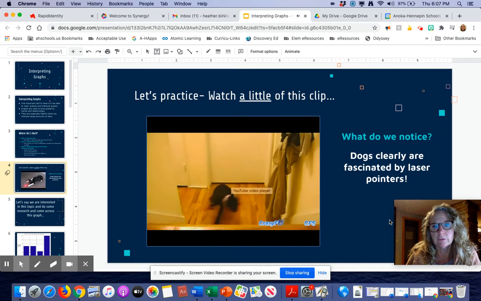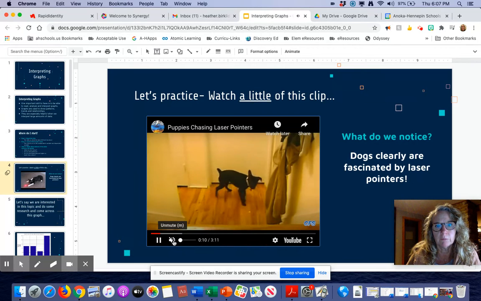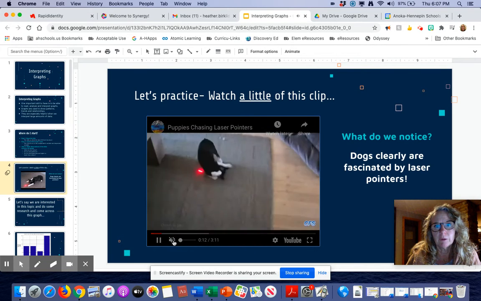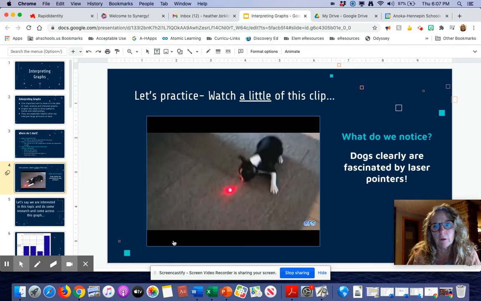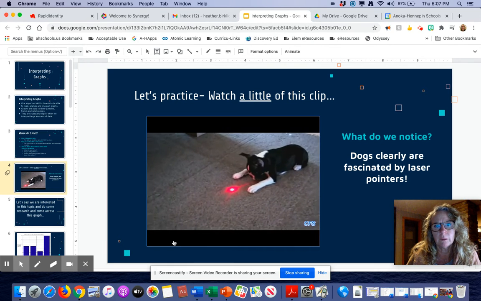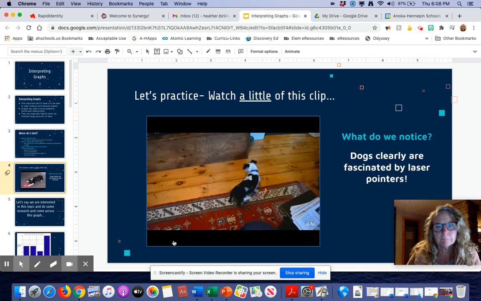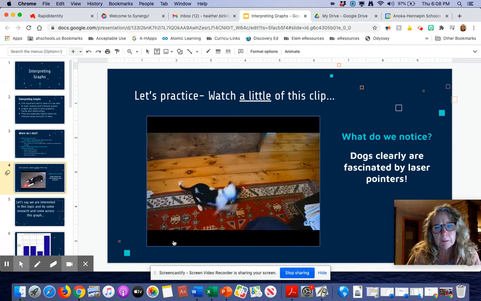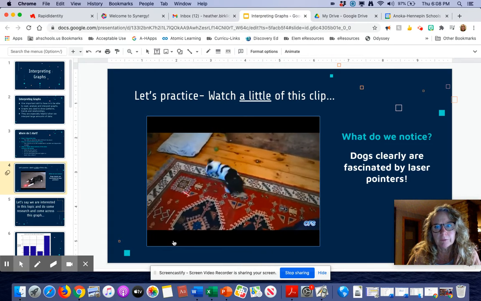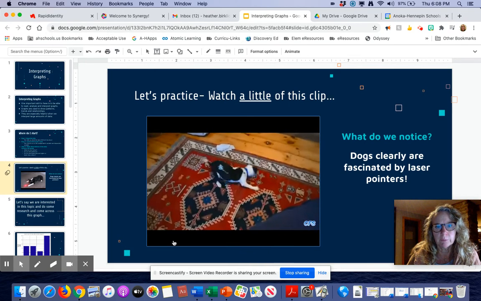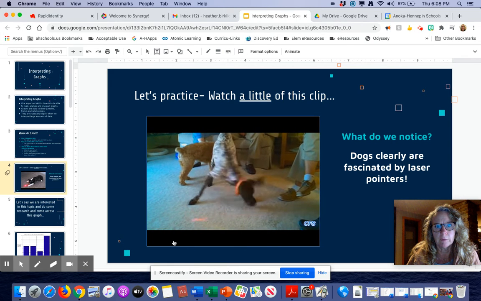What we notice is that dogs are definitely obsessed with laser pointers. I'm going to mute that. We saw a red one and a pink one, it looks like, and an orange one maybe. I don't know what color that is. I've never done this to my dogs. Maybe I need to play with my dogs with a laser pointer and see what happens. They look a little crazed. Oh my, look at that poor dog.